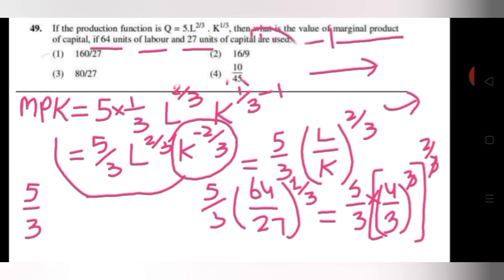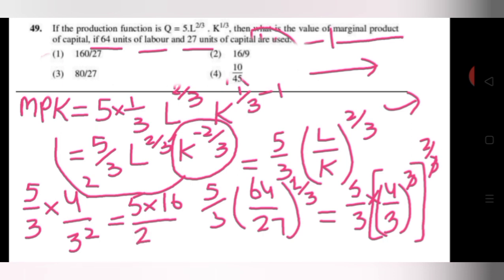Now 4 4s are 16, so we are left with 4 square divided by 3 square. So this becomes 4 4s are 16, 16 into 5. So we get 5 into 16 divided by 3 3s are 9, 3 9s are 27. So we will get 16 into 5 is equal to 80 divided by 27. So the correct option would be the third option, that is 80 divided by 27.